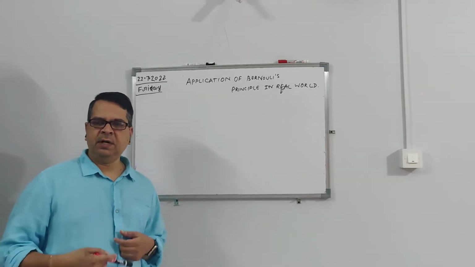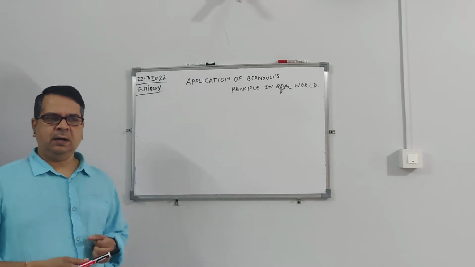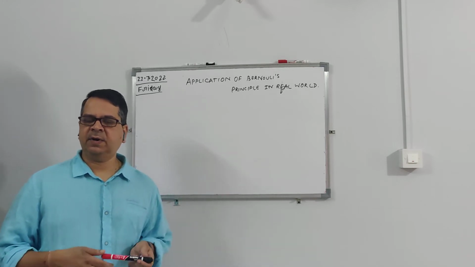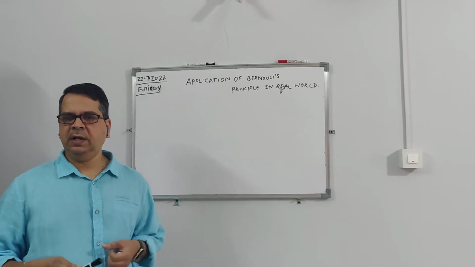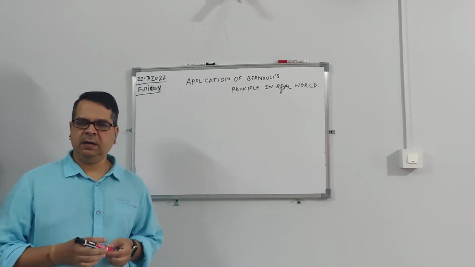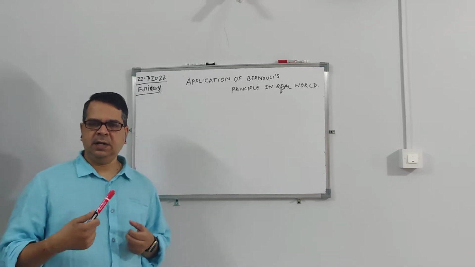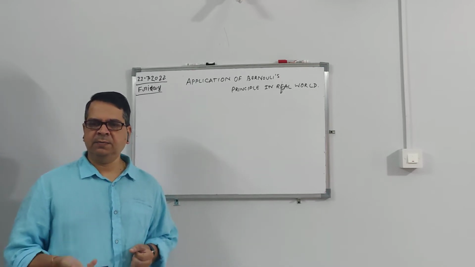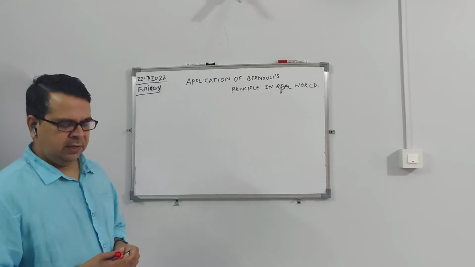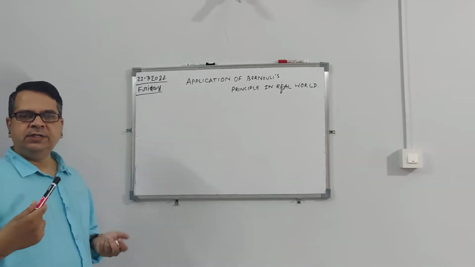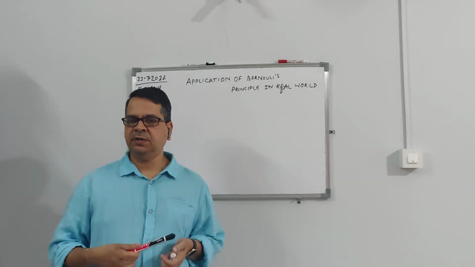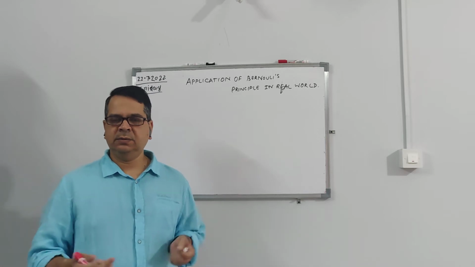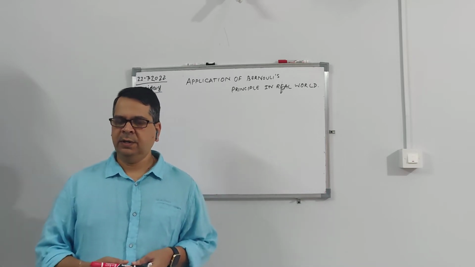Then with the help of that equation, we can explain many practical real world examples, the reason behind a particular thing, why it is happening. That can be explained with the help of Bernoulli's principle. We said that Bernoulli's equation is nothing but conservation of energy in fluid flow.